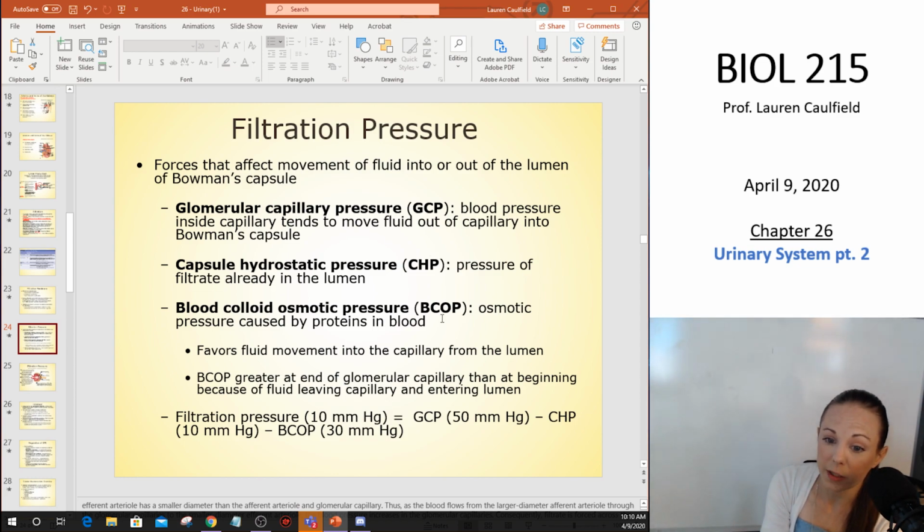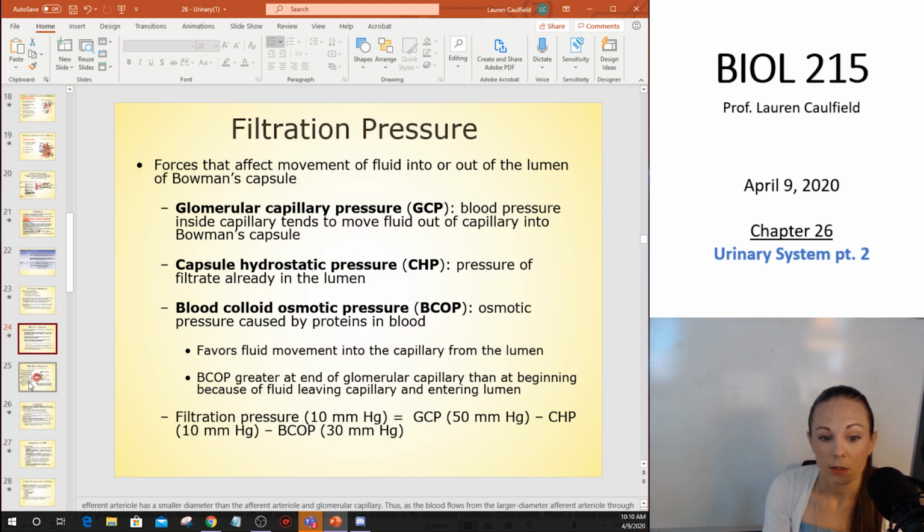Blood colloid osmotic pressure, just like we talked about with albumin. This is the osmotic pressure that is controlling the movement of water. Okay, so again, this is going to act against that glomerular capillary pressure because it's going to want to hold water in the blood.